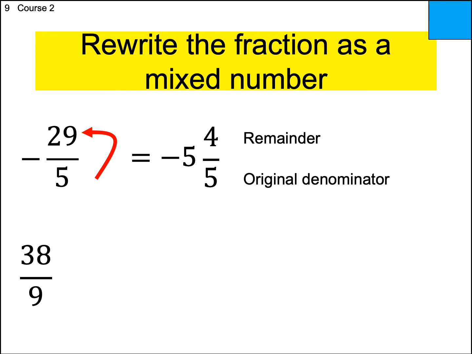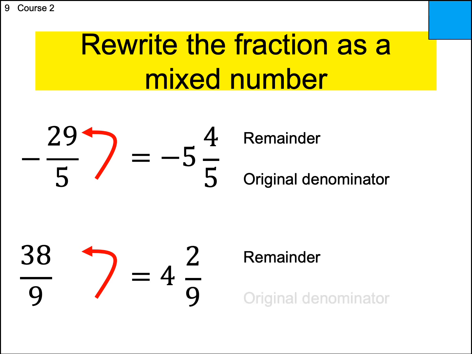Second one, let's see, 9 into 38 goes 4 times. 9 times 4 is 36. Oh, 2 left over. And 2 ninths. Okay, the remainder was 2. 9 was the original denominator. All right, I think that's enough of that, right? Plus, we've done that before.